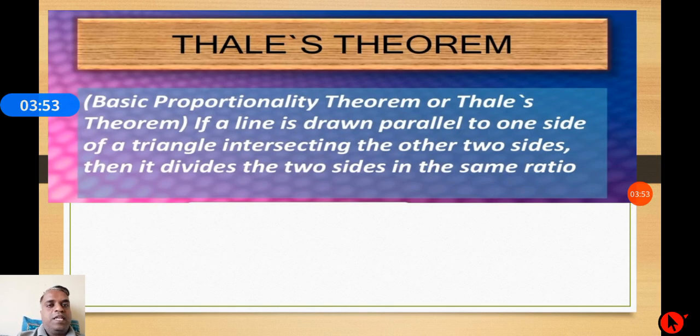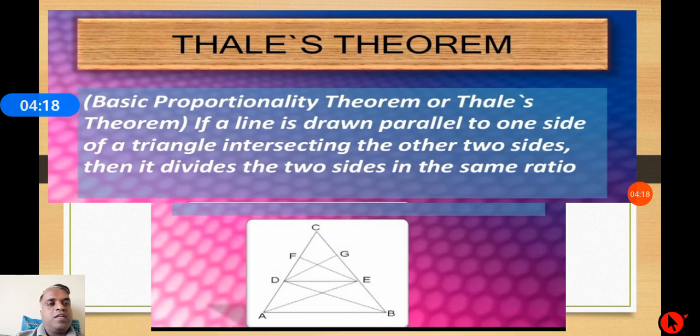Next we move to Thales' theorem. It is also named the basic proportionality theorem. Basic proportionality theorem or Thales' theorem: if a line is drawn parallel to one side of a triangle intersecting the other two sides, then it divides the two sides in the same ratio. Means if you draw a line parallel to the base, then the two sides will be divided in the same ratio.